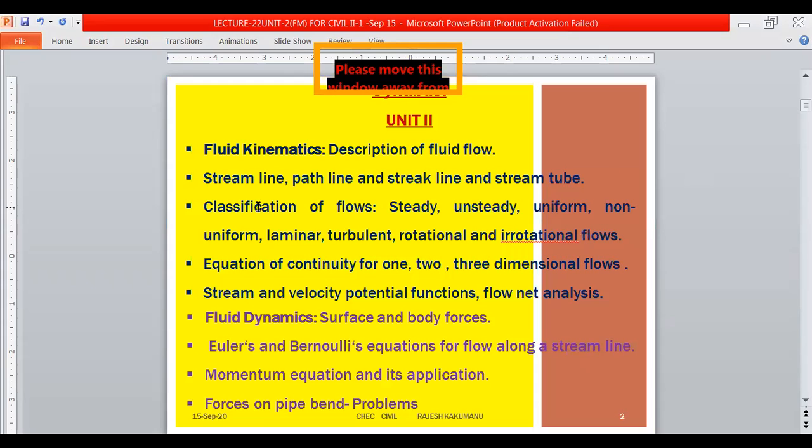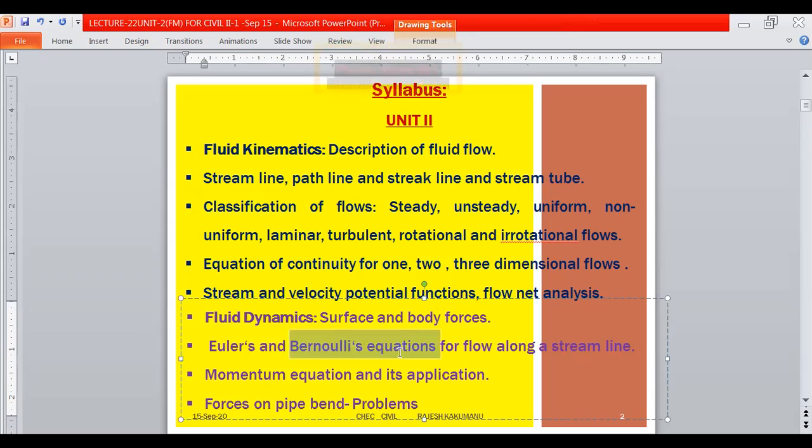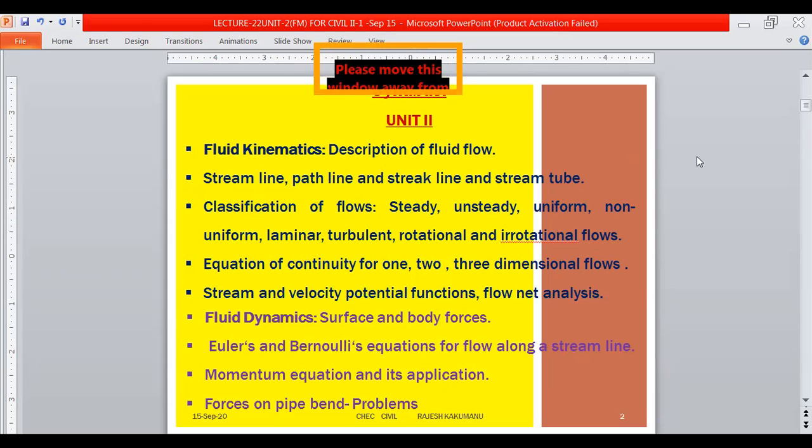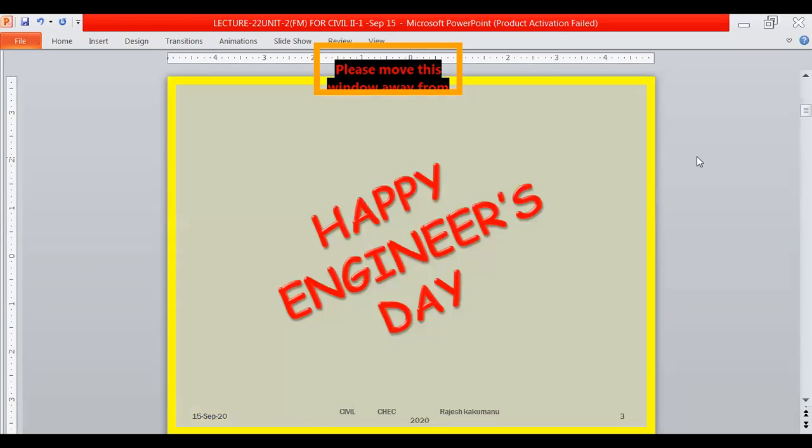The topics we have covered up till now in fluid mechanics, up to here we have completed. Yesterday we discussed Euler's equation and some of the problems. Today we will discuss Bernoulli's equation, the momentum equation and their applications, and the forces acting in pipe bends. With this, the unit will be completed. We will try to complete it now, so be patient and listen to the topic.